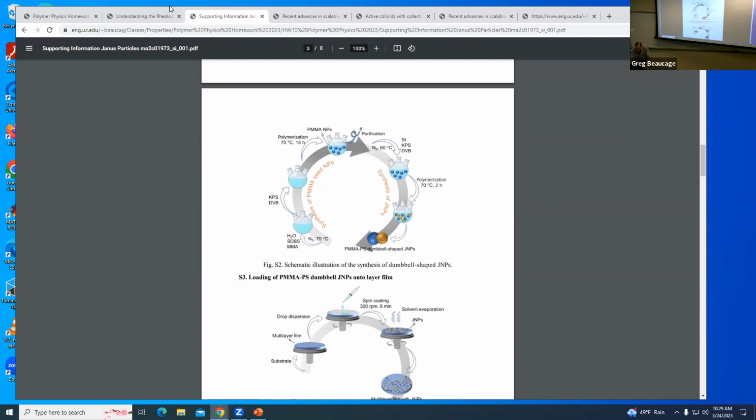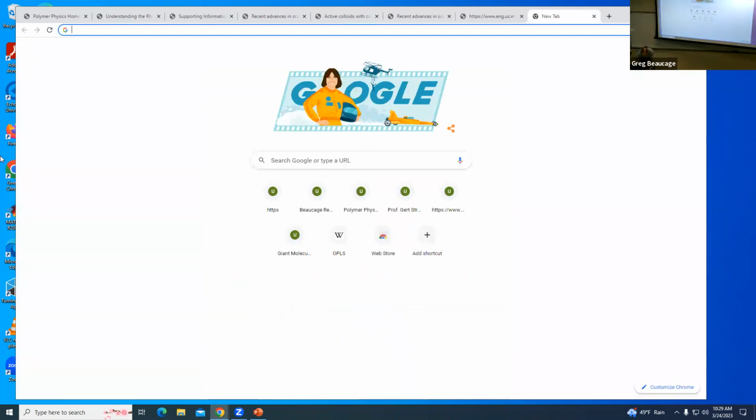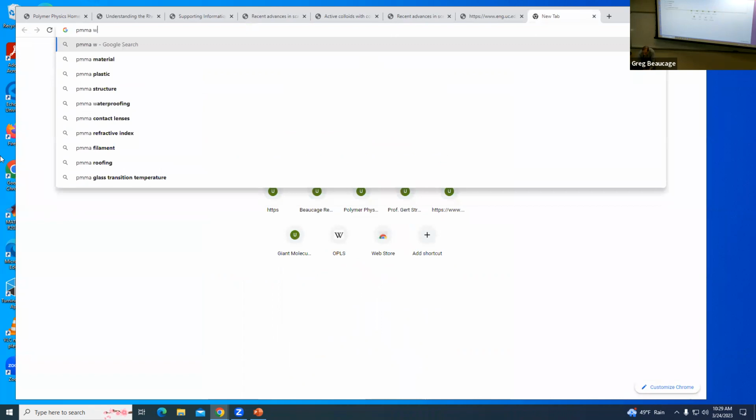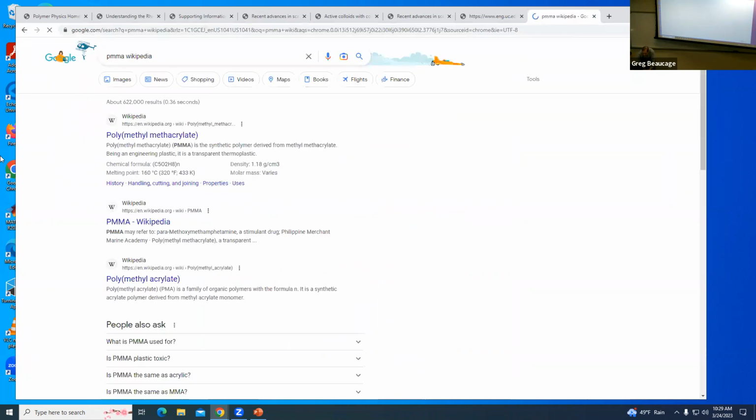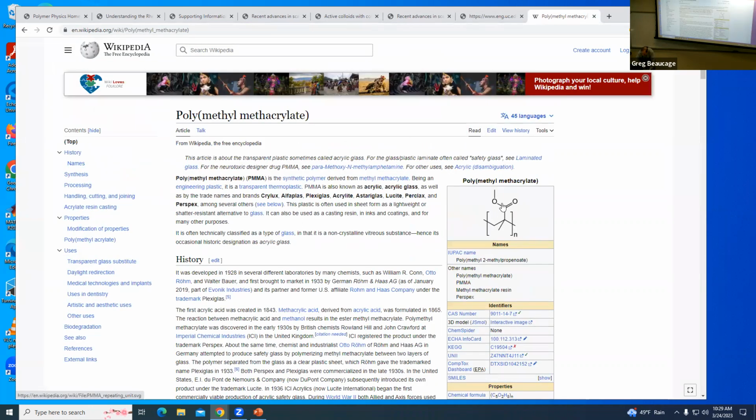Let me look up PMMA on Wikipedia. They should show what it is. So it's basically, if this was OH, that would be like a carboxylic acid. And then there's a methyl group here. So it's methyl acrylate, that's acrylic acid. And then there's a methyl here, so it's polymethyl methacrylate, because it's an acrylate with a methyl on it. So that's Plexiglas. That's a kind of popular polymer.